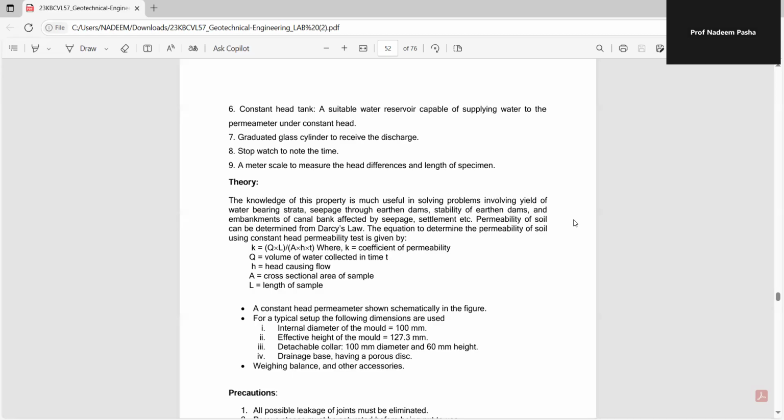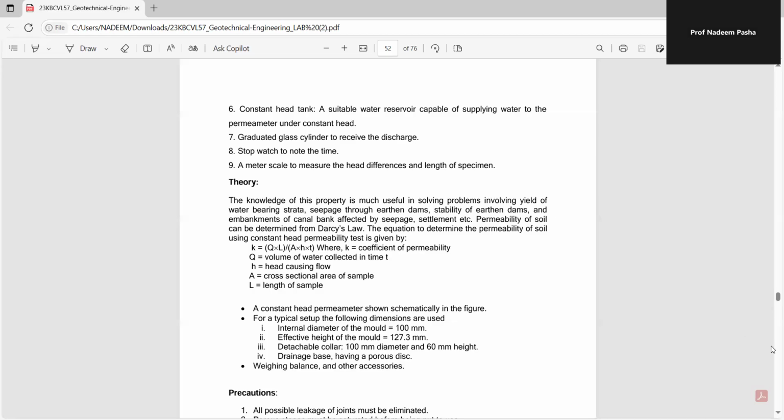For a typical setup, the following dimensions are used. Internal diameter of the mold is 100 mm, effective height of the mold is 127.3 mm, detachable collar 100 mm diameter and 60 mm height, drainage base having a porous disc, weighing balance and other accessories.